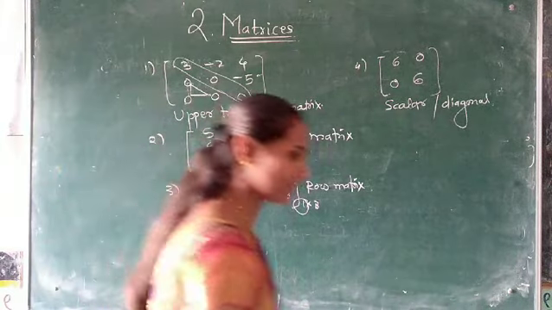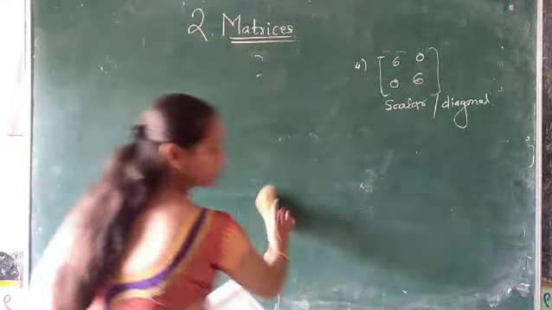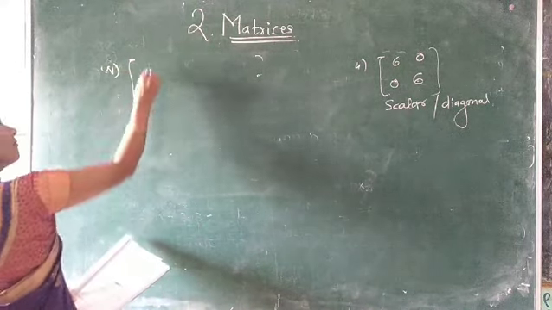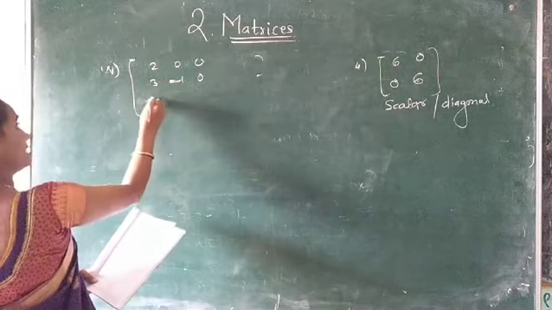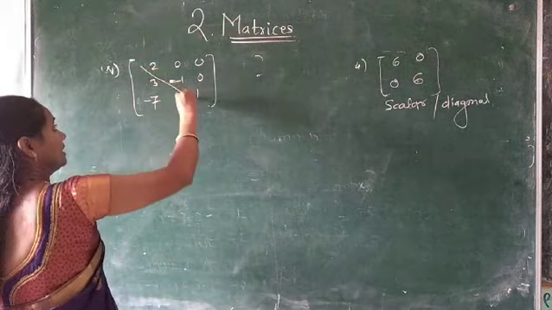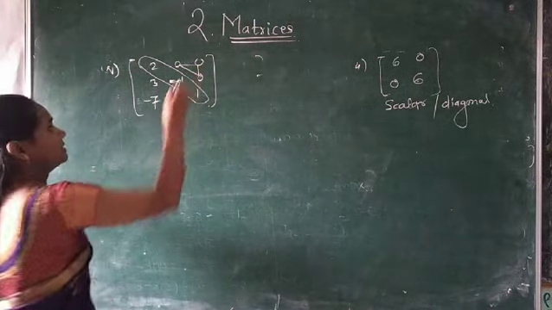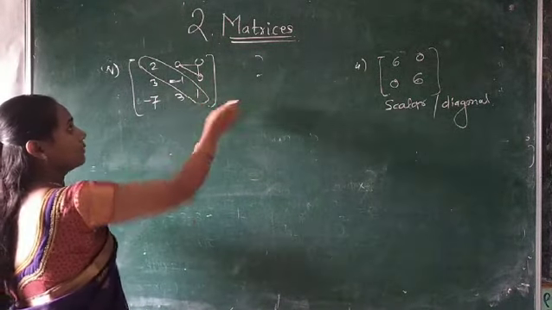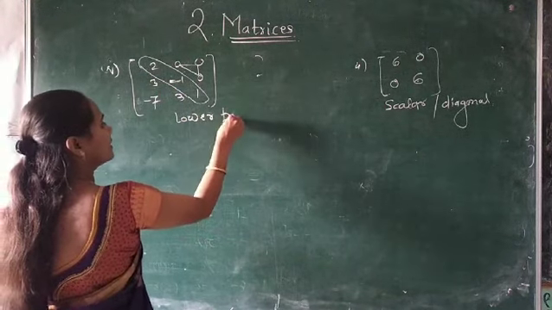Now the fifth example. What is the fifth example? 2, 0, 0, then 3, minus 1, 0 and minus 7, 3, 1. So look here, the elements above the diagonal are all 0. In the last lecture, we said that if the elements above the diagonal are 0, then the matrix is said to be a lower triangular matrix.